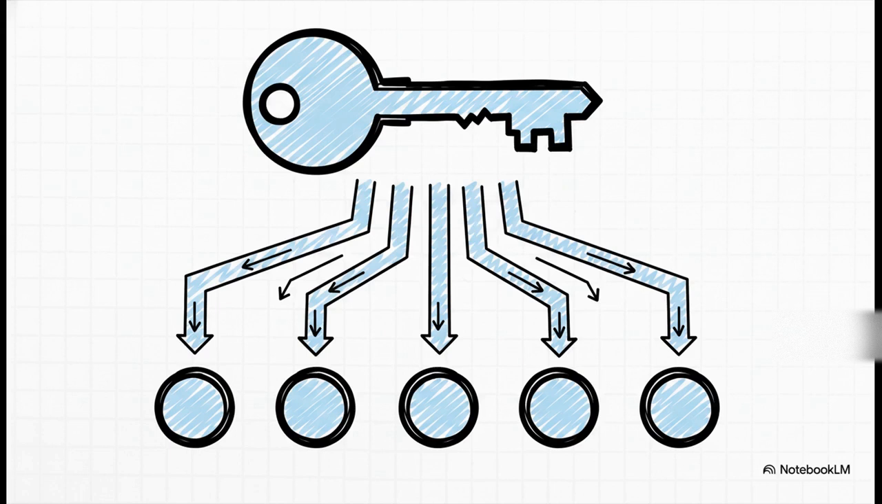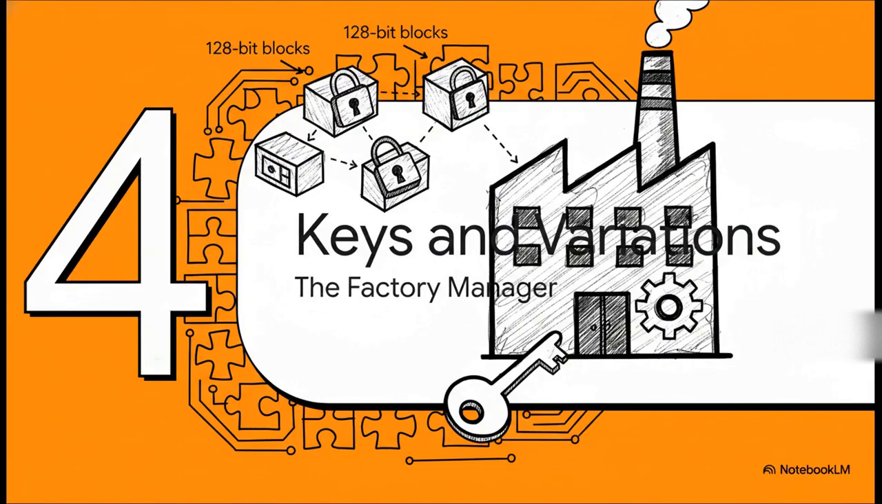So where on earth do all these different keys come from? They're dynamically generated on the fly by a key scheduling algorithm that builds everything out from your one single original input key. And that brings us to our final stop, Section 4, Keys, Sizes, and Variations. It's time to meet the factory manager.